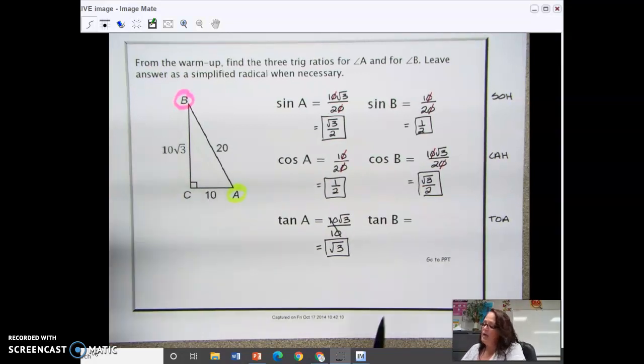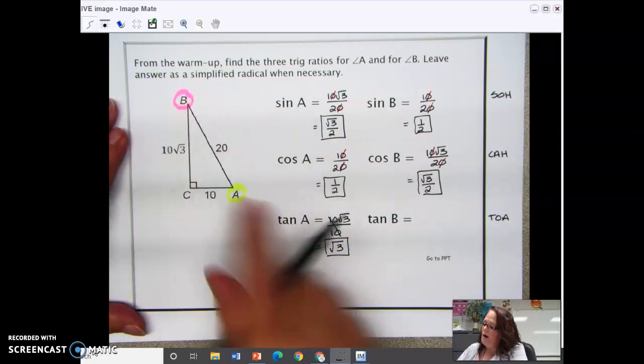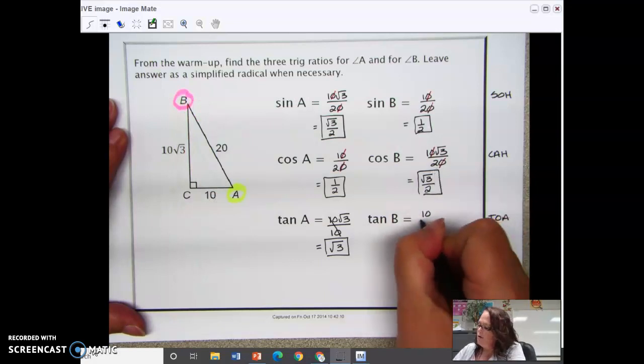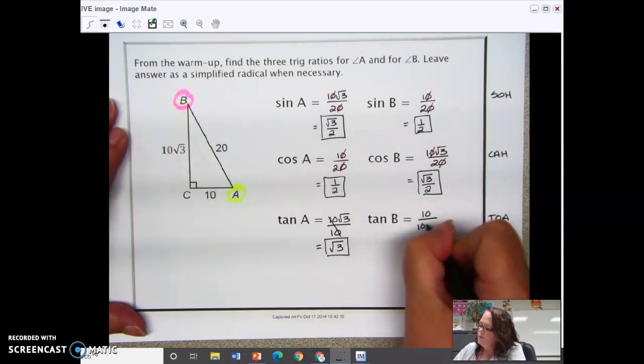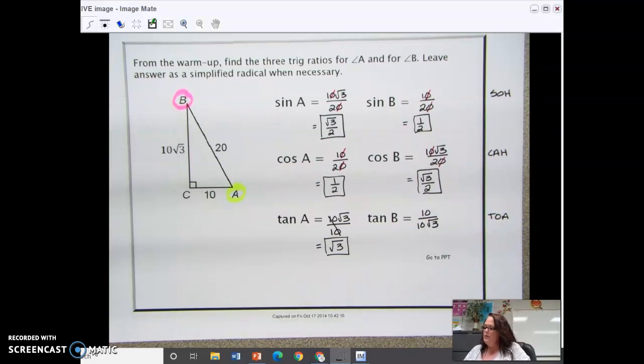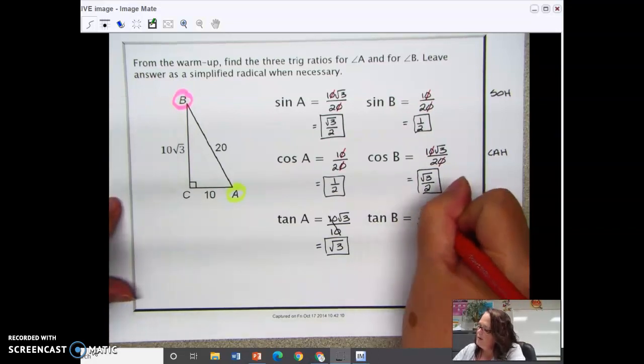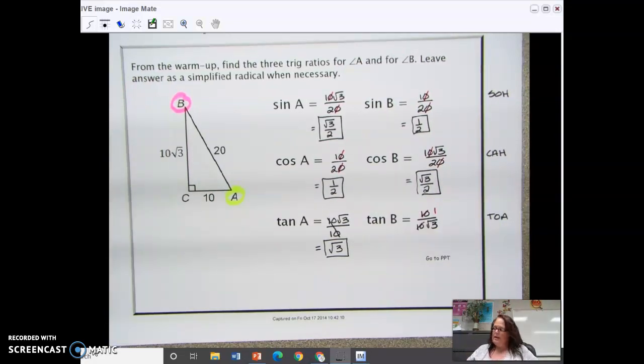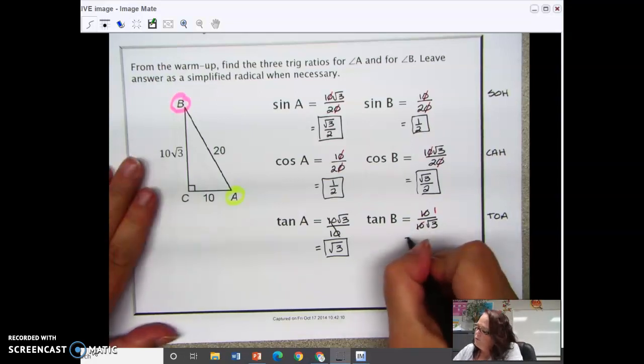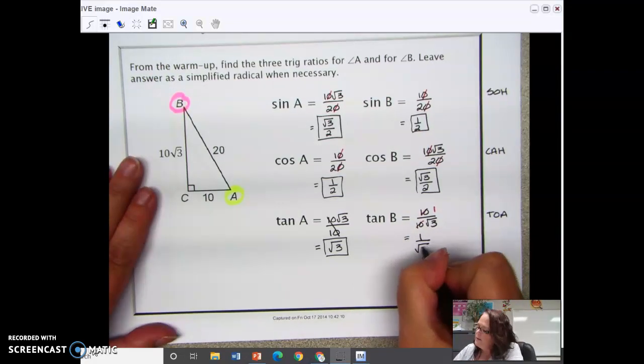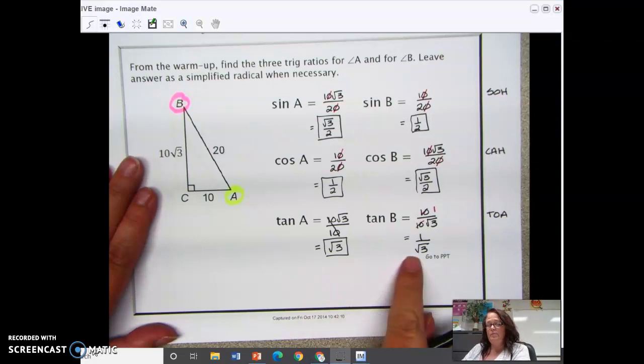And then the tangent of B, that's going to be opposite, which is 10, over the adjacent, which is 10 root 3. So we can say that 10 goes into 10 one time. And so I can call that 1 over root 3. And so you can see that they're reciprocals of each other.